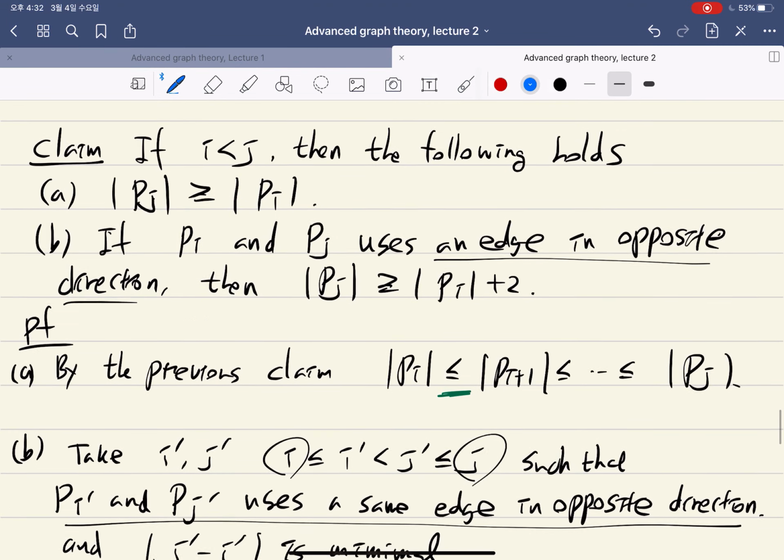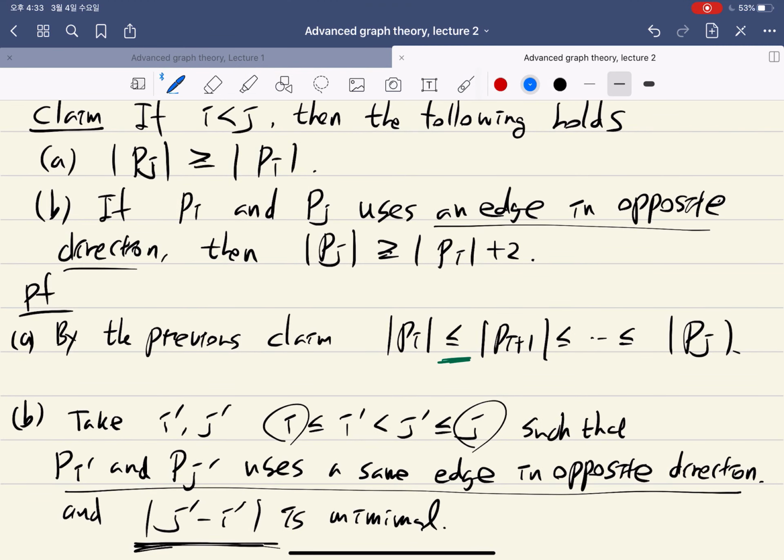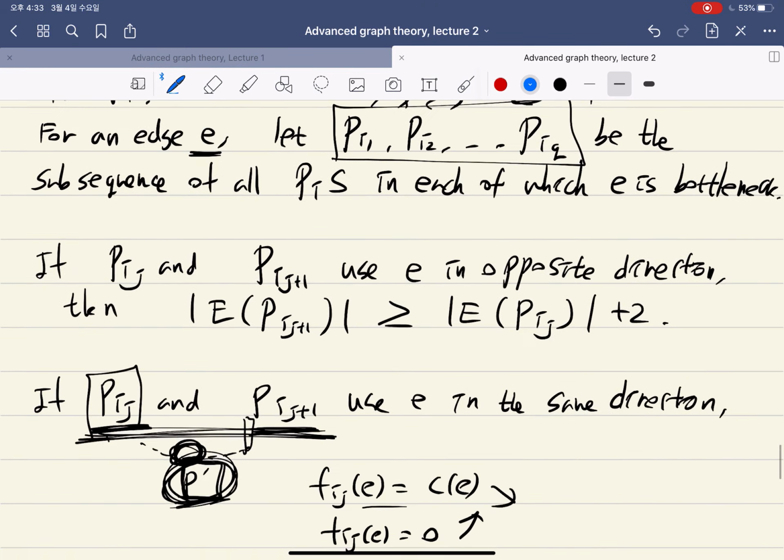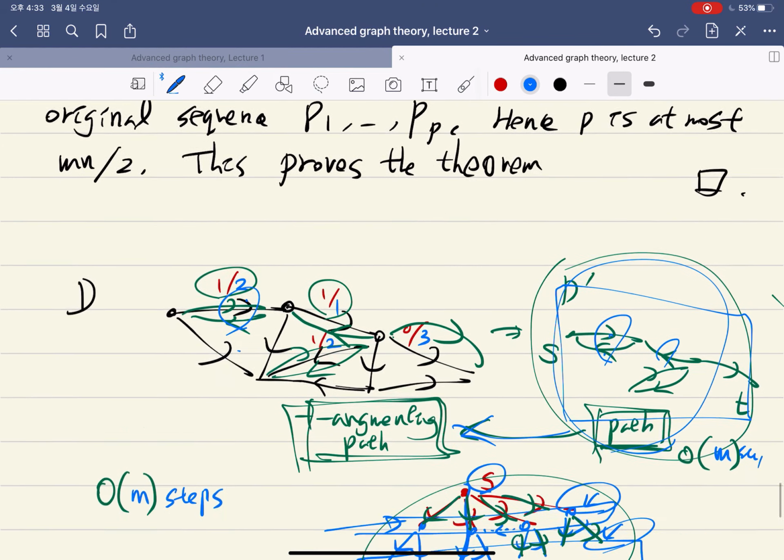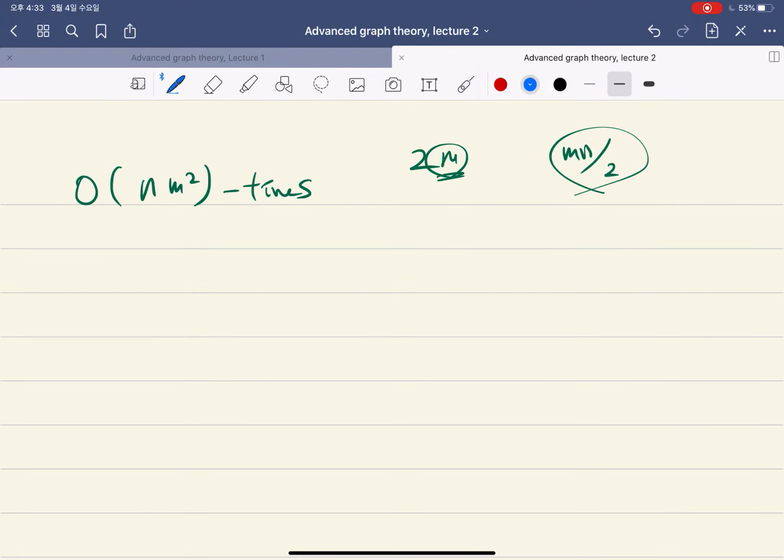So next time we will learn about the applications of this max-flow min-cut theorem in graph theory. We can actually use it to prove several well-known theorems like Menger's theorem, the Kőnig theorem, or Hall's theorem. So those are the ones that we will learn next time.